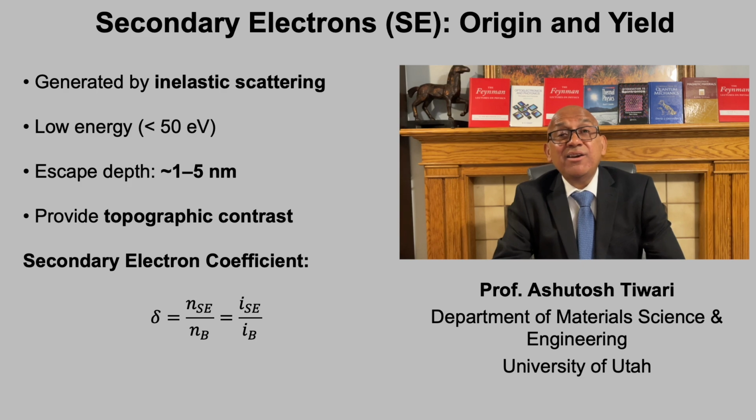To quantify secondary electron emission, we define the secondary electron coefficient, denoted by delta. This coefficient is simply the ratio of the number of secondary electrons emitted to the number of electrons incident on the specimen. Experimentally, it can also be expressed as the ratio of the measured secondary electron current to the beam current. Because secondary electron yield depends strongly on the surface geometry and local fields, secondary electron imaging is a dominant mode for high-resolution surface imaging in SEM.